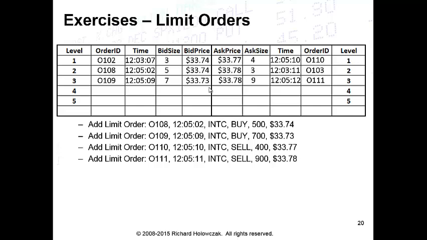Okay. Is this what you got? Hopefully you didn't just fast forward to this. What we see here is order 108 came into the book at $33.74. Order 109 came in at $33.73, a little bit lower. Order 110 was a sell order that came in at $33.77, and order 111 came in at $33.78.